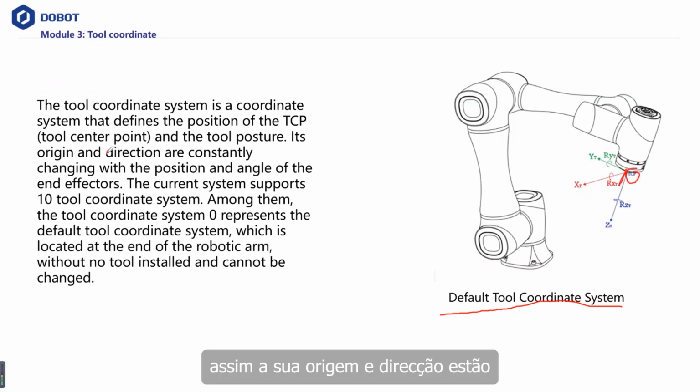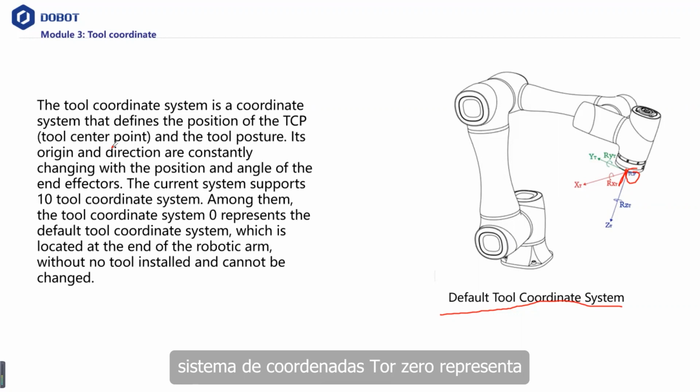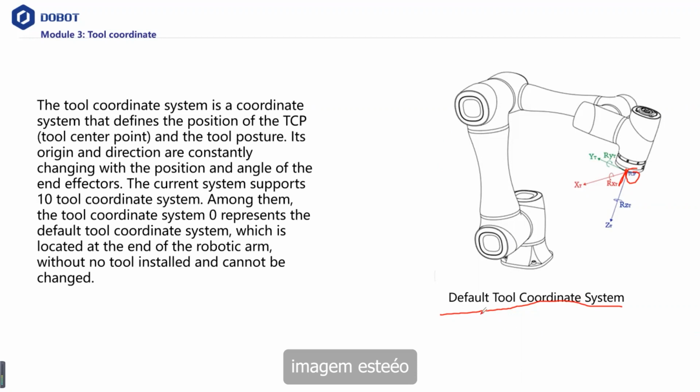So its origin and direction are constantly changing with the position and angle of the indicators. The current system supports up to 10 tool coordinate systems. Among them, tool coordinate system 0 represents the default one, which is as shown in the picture. This is the default one.